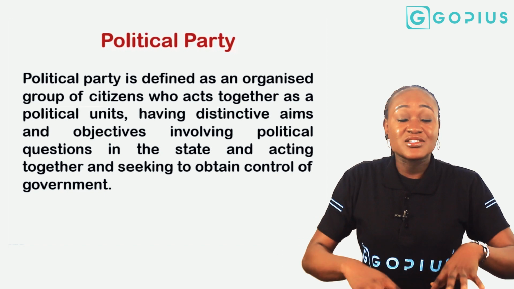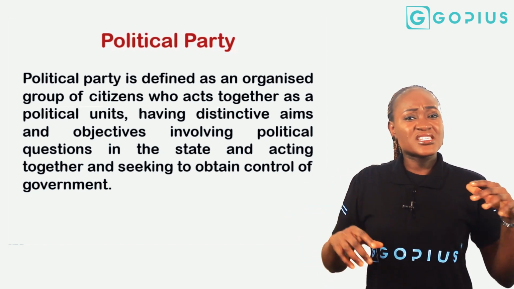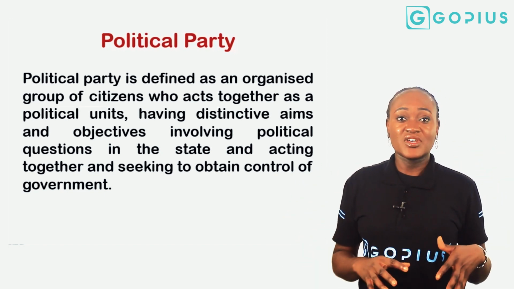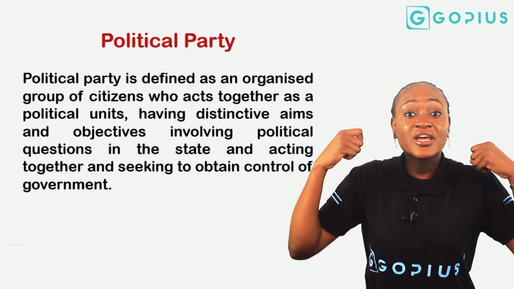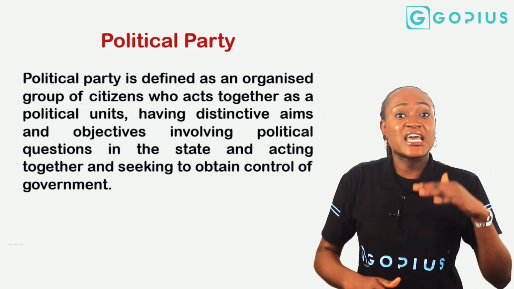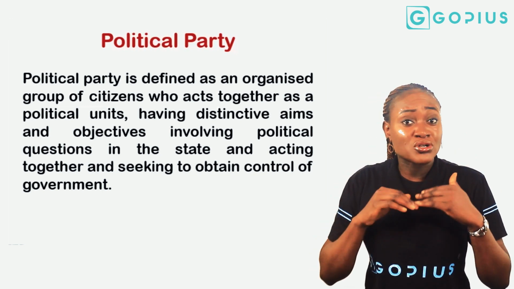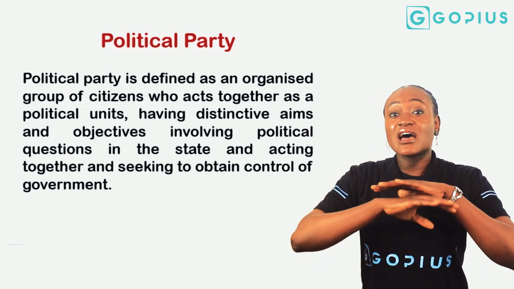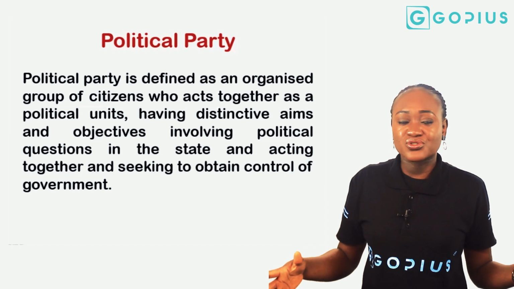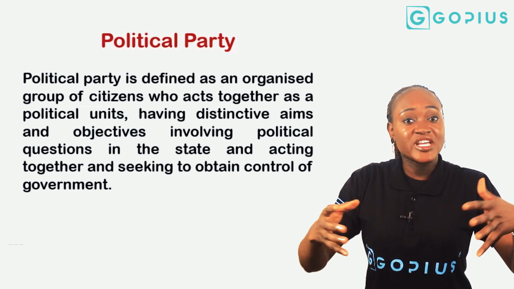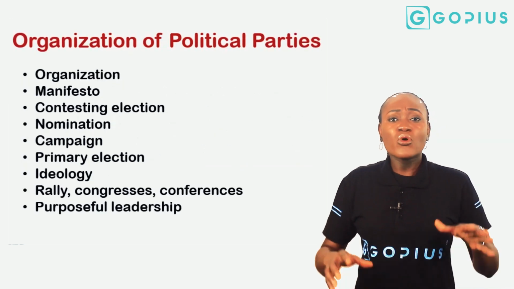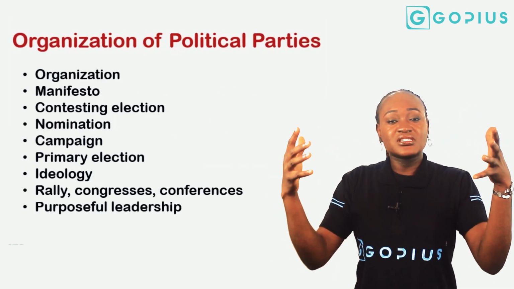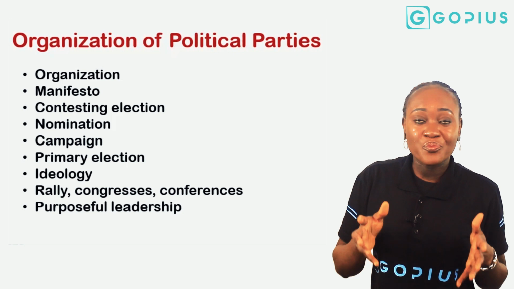They come together as a political unit, having distinctive aims and objectives, and the aims could be to get power, to occupy political positions or seats in government. They seek to control the government and answer political questions. So they sit in place of power and regulate, control the affairs of the state. Now, what is the structure? What are the things, the embodiment of a political party?